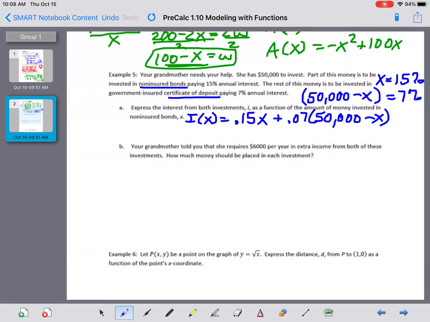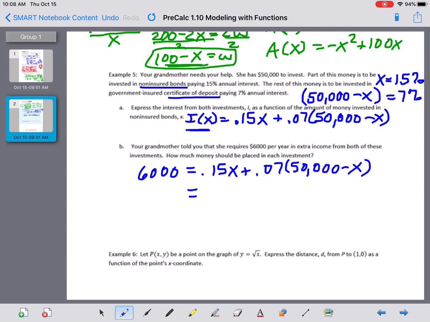Now for B, it says your grandmother told you she requires $6,000 per year in extra income from both of these investments. So how much should be placed in each? She needs her interest to be $6,000. So I'm going to replace my A of X with 6,000, and I have a nice algebra equation to solve here for X.